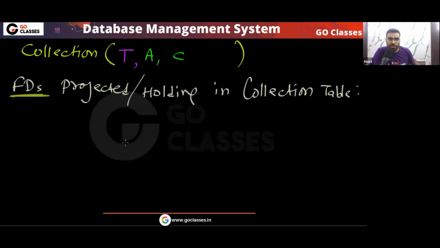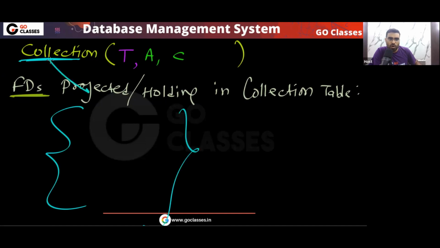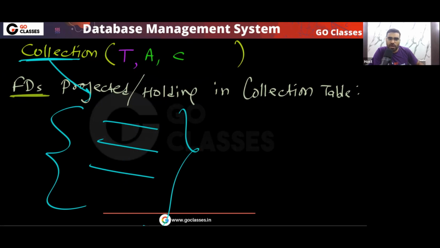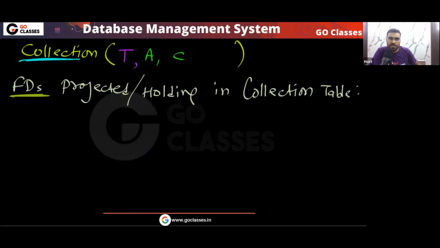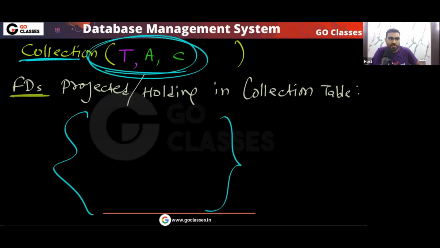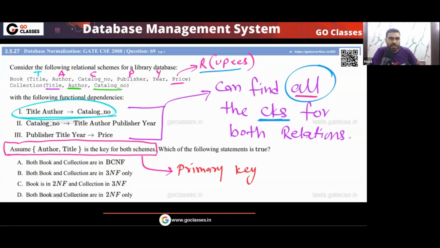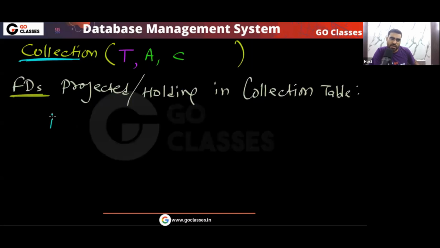Are you getting my point? I am asking, this is the collection table. I want all the FDs, all the functional dependencies which will hold in this table, among these three attributes. Is this clear? Okay. So one of them is this, TA implies C. Yes or no?